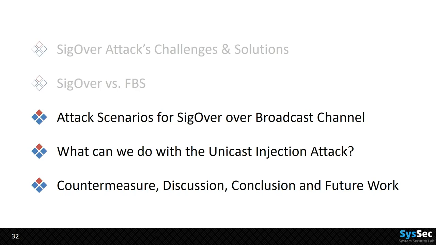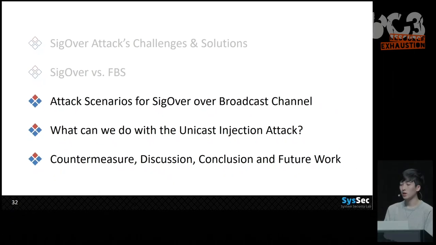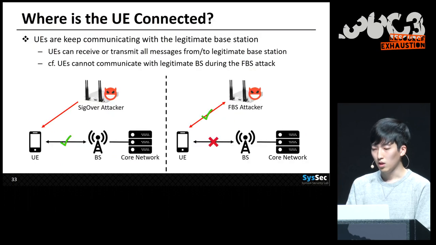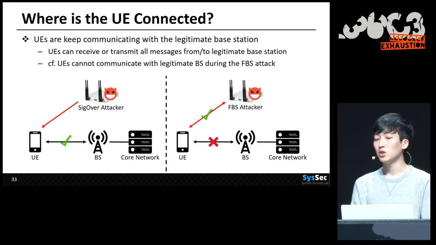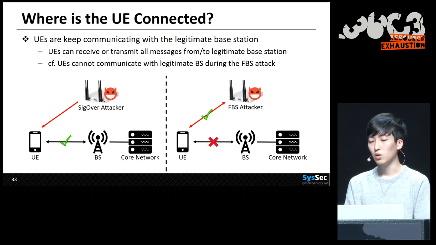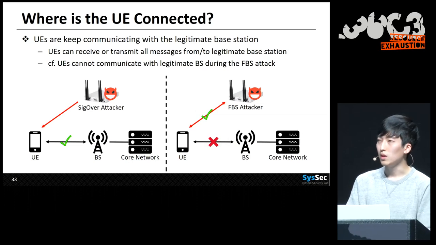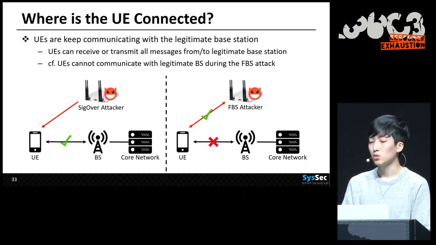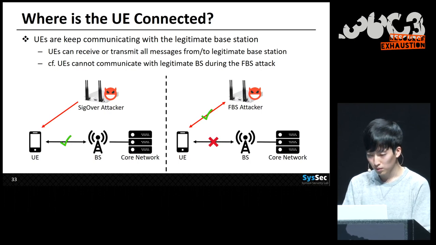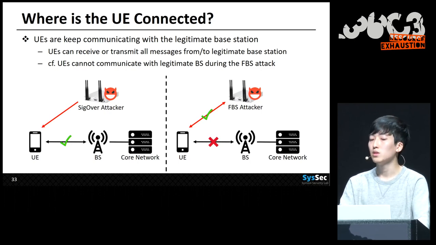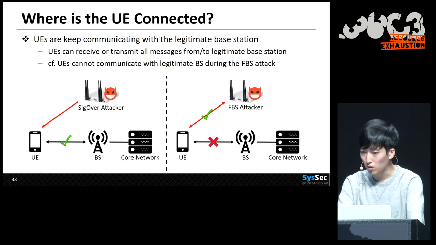Next, I'll talk about what we can do with SigOver and broadcast messages. I have explained that there is no connection between the victim UE and the SigOver attacker. It means that the UE keeps communicating with the legitimate base station or network during the attack. For example, the SigOver can inject a malicious message while the UE is on phone. However, the UE cannot communicate with the network after attaching to the FPS. So, the UE might fall in the denial of services.